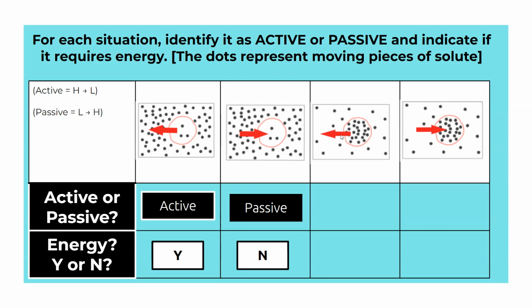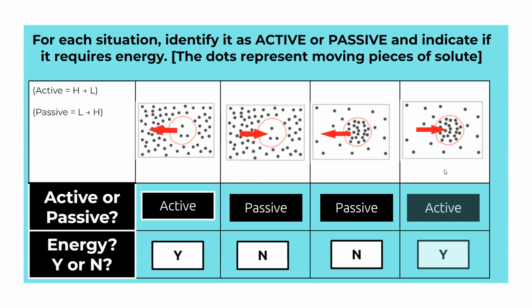In the next example, the arrow is going out of the cell. So we're going from high concentration in the cell to low concentration outside of the cell. Again, that's passive and does not require energy. And lastly, in this picture, you can tell it's lower concentration outside of the cell, and higher concentration inside. So we're going from low to high. When you go from low to high, you're going up the gradient, and that is active transport. It will require energy. So knowing where the particles are going and if they're going from high to low or low to high will tell you whether you're using active or passive transport.